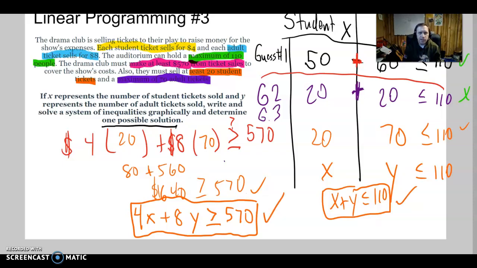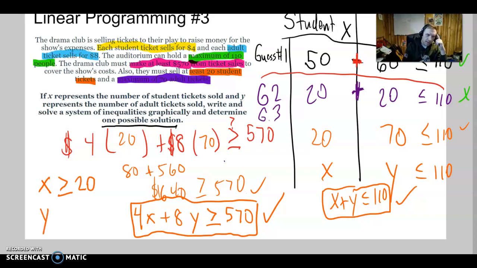But look at these next two. They must sell at least 20 student tickets, right? So how do we show at least 20 student tickets? Well, our number of students, which we said was X, has to be greater than or equal to 20. At least 20. All right, and a maximum of 70 adult tickets. Can you think of what that might look like?